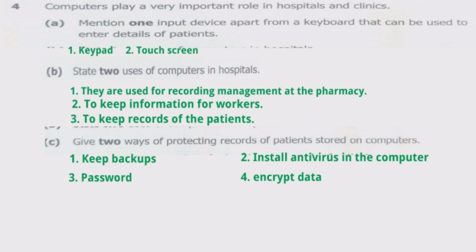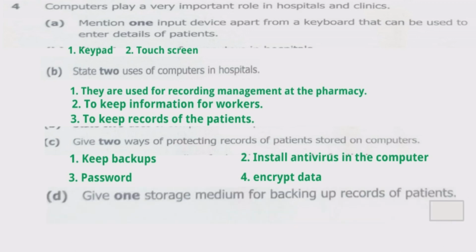Okay, we come to question 4D. Question 4D is as follows. Give one storage medium for backing up records of patients.